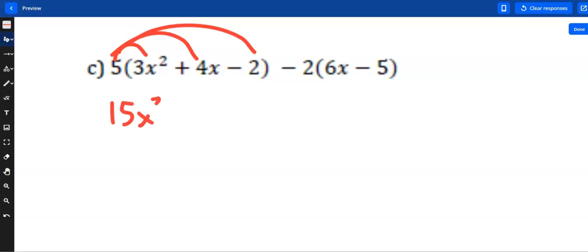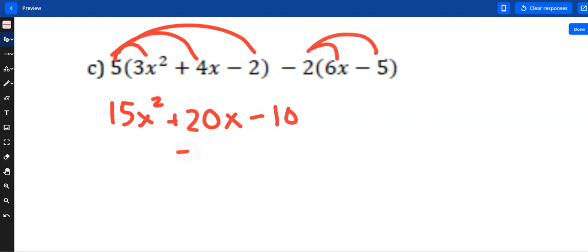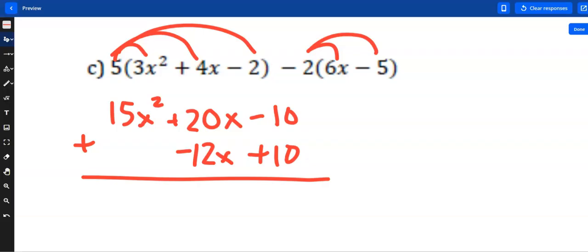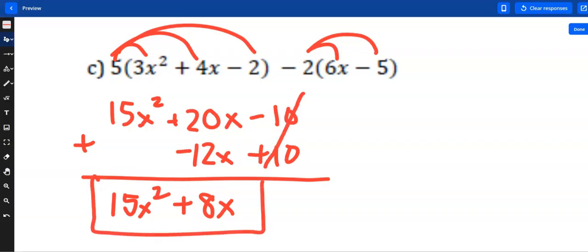I got 15x squared plus 20x minus 10. Now I'm going to distribute this, negative 12x plus 10. And now I know I can change this to addition, but because I distributed the negative 2. And so I get 15x squared plus 8x. And then the 10s at the end cancel out. So there's my answer to that question.